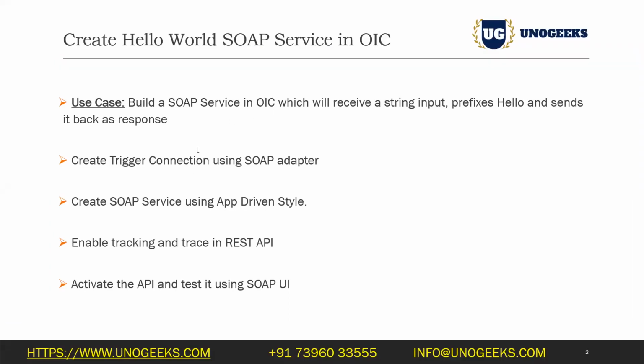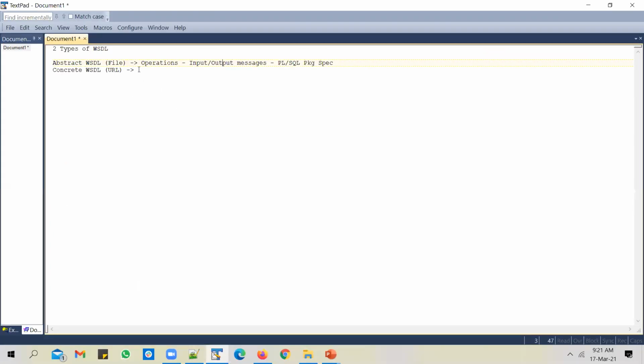When I activate it, you will get a concrete WSDL URL, which means it's an implemented web service. If you invoke that web service, it will ask you to pass in name as an input. When you pass in name as an input, the SOAP service will prefix hello and send it back as a response. So this is nothing but the implementation of an abstract WSDL.